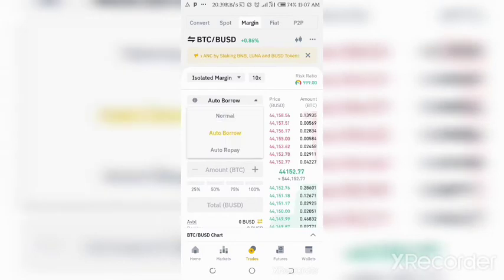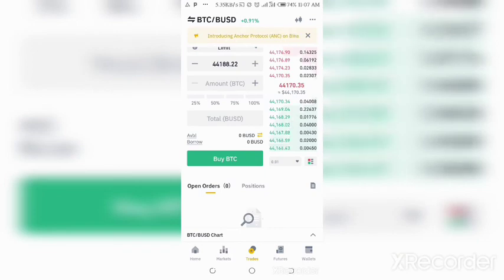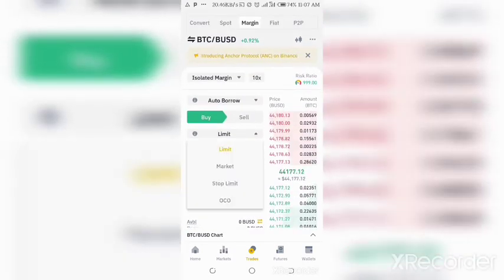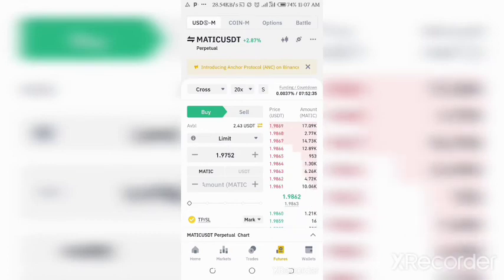So here you use borrowed money, though you can also trade without borrowing. So that is spot and margin trading. That is all to do with margin trading. The order types here are the same as those of spot trading. So now let's go to futures trading.